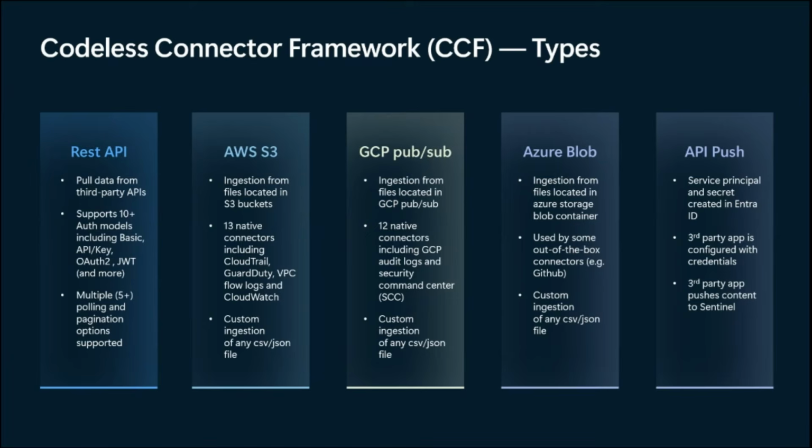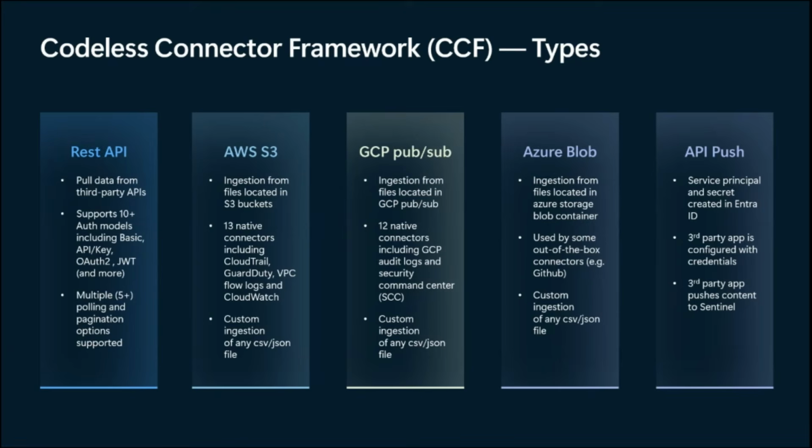We support the ingestion from S3 buckets. There are 13 native connectors included as part of the connector ecosystem, including CloudTrail, GuardDuty, VPC Flow Logs, CloudWatch, etc. You can also do custom ingestion from any CSV or JSON file, which are present in AWS S3 buckets using CCF. You can also use the GCP PubSub. We have 12 native connectors today from the GCP ecosystem. And you can also do a custom ingestion here as well.